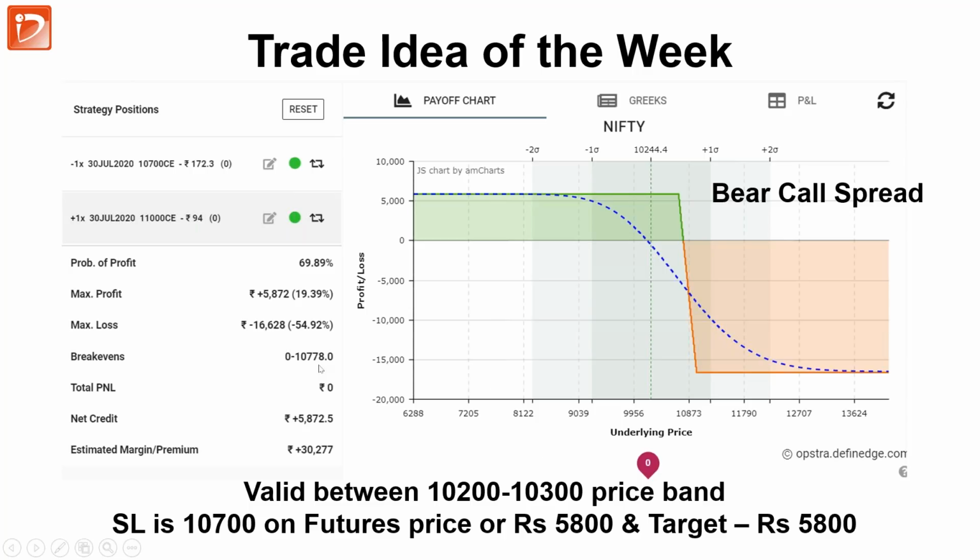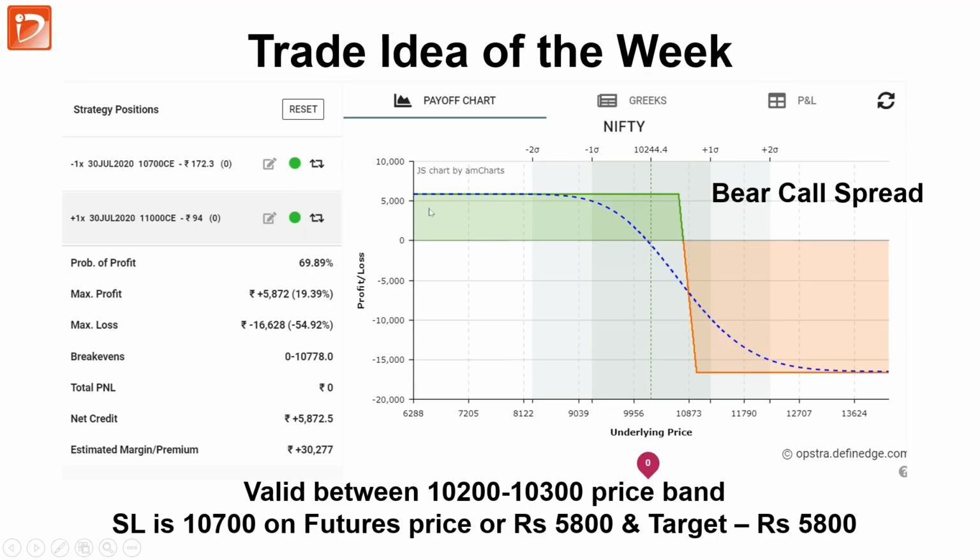Yes, exactly. And this is valid only if on Monday it opens around this price band, between 10,200 and 10,300. And we are taking a 1-to-1 risk. So we exit when we hit the stop loss or when we hit the target.